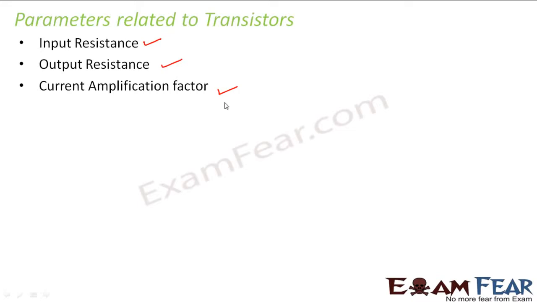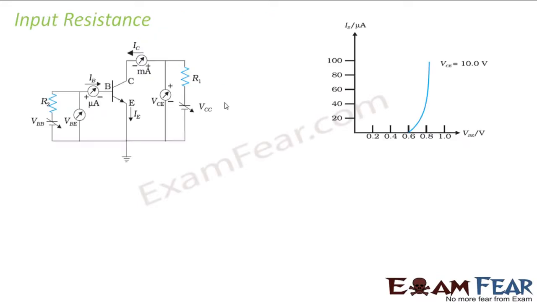Similarly, in the case of a transistor, these are some of the parameters which define a transistor. If I say I have a transistor of input resistance XYZ, these parameters basically define a transistor. So let us see what the input resistance of a transistor is.